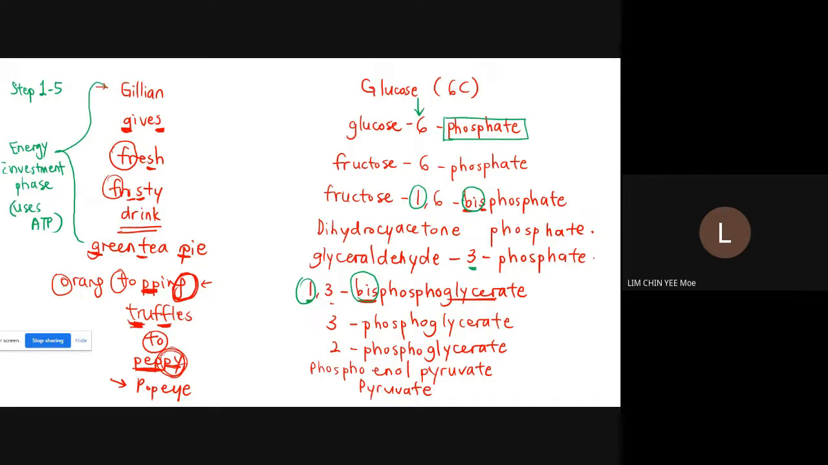So uses ATP. Now over here, from glucose, jadi glucose 6-phosphate, maksudnya dia dah tambah ADP, ATP. The glucose gain phosphate group. So dia dah gain phosphate group. So what do you think? This phosphate group come from where? ATP. That's it.